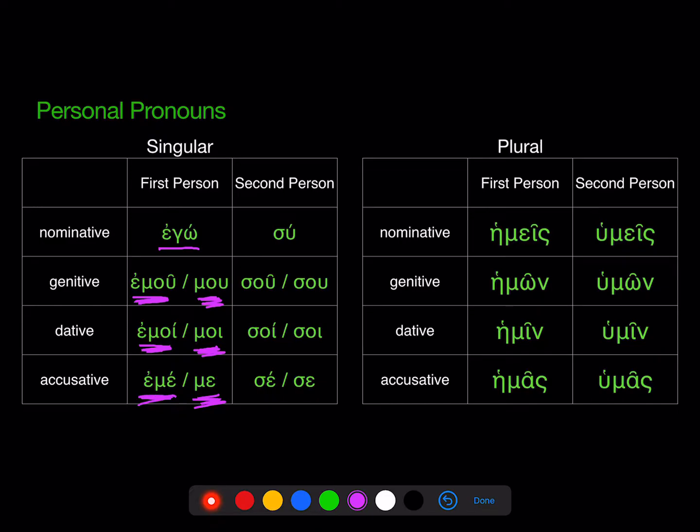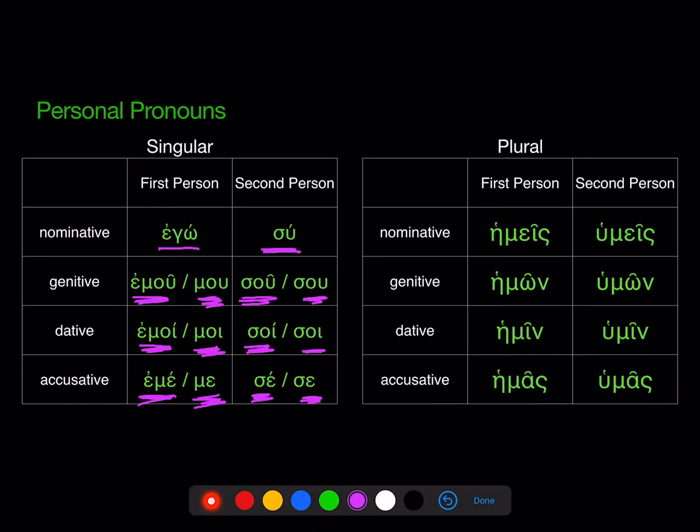Same goes for the second person. We have the nominative su, and then we have a set of non-enclitic forms that have accents. Those are the emphatic forms and ordinary enclitic forms.